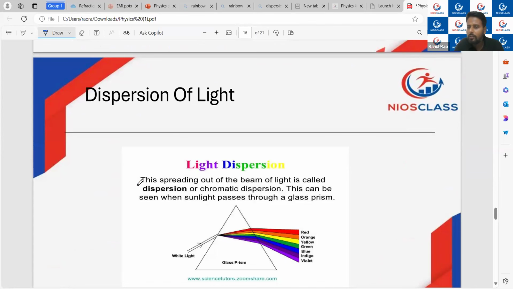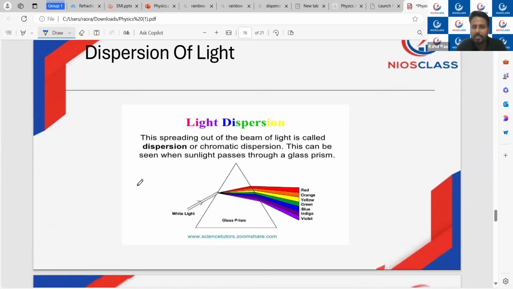If I want to explain one topic, take the optics chapter. This is called dispersion of light. What is dispersion of light? This is a very common question. Dispersion of light is the splitting of white light. White light means sunlight. If you take a glass prism and pass this white light through it, you will observe a pattern of 7 colors. That means the white light gets split into 7 colors, and this phenomenon of splitting of white light into 7 colors is called dispersion of white light.